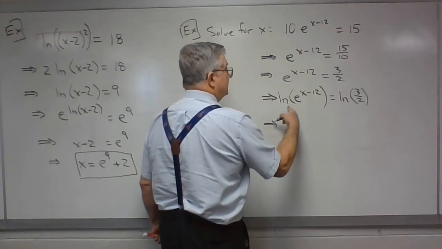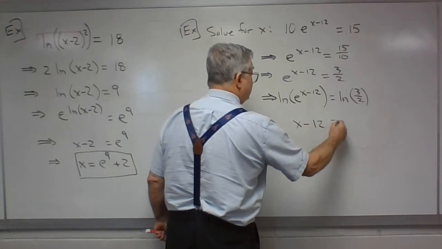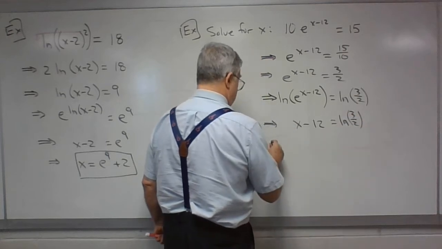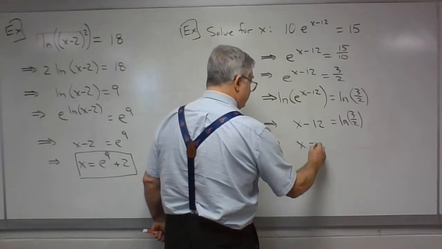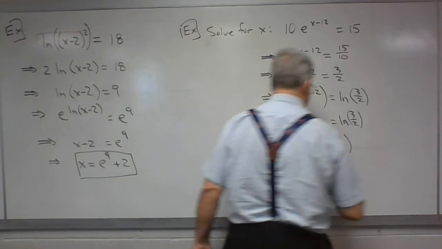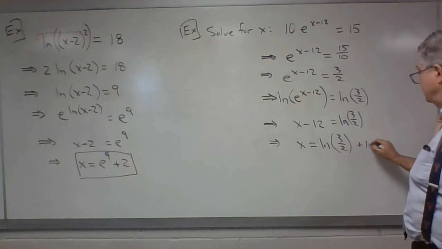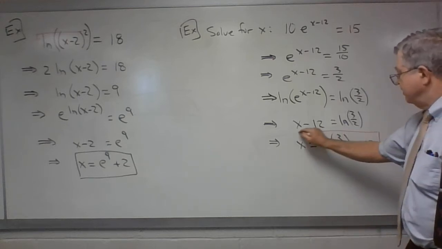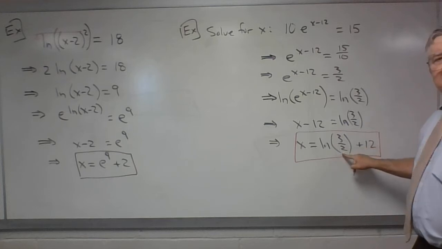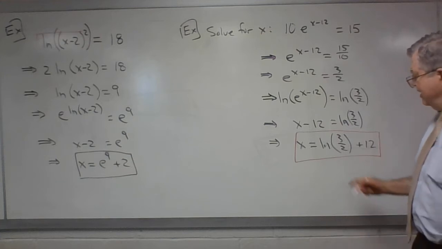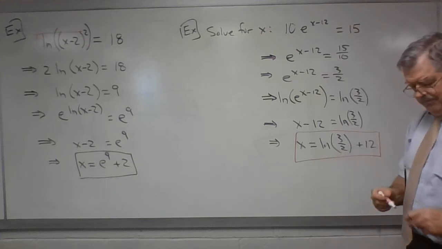E and natural log undo each other. I get x minus 12 is natural log of 3/2. And then I add 12 to both sides. And there's my solution. Do I know what natural log of 3/2 equals? Not really, but my calculator knows.